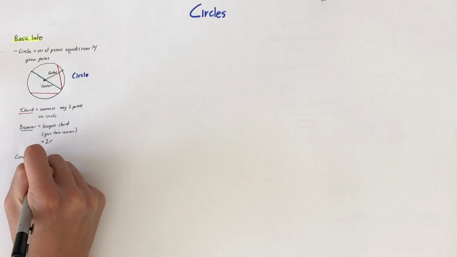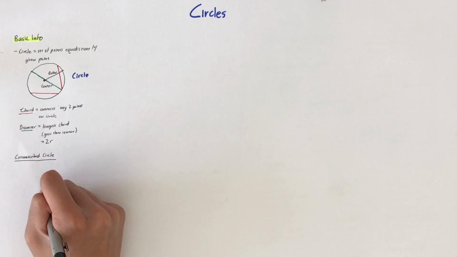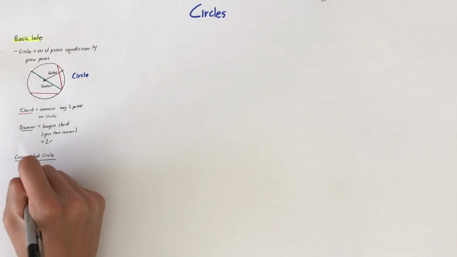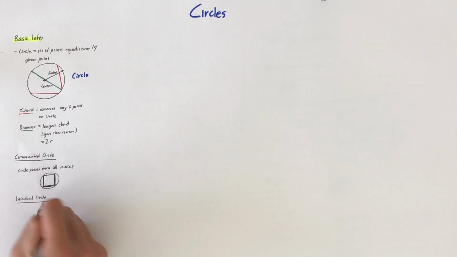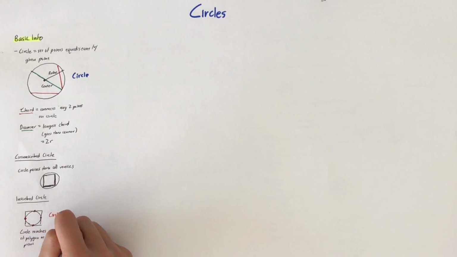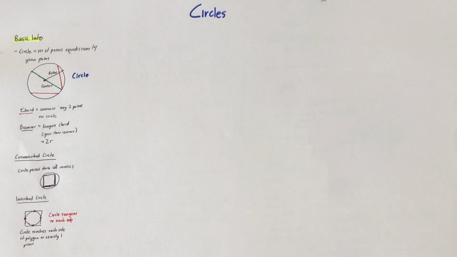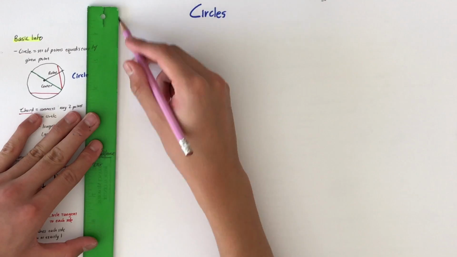A circumscribed circle means that it circumscribes a polygon, and by circumscribing a polygon, that means that it contains all of the vertices of the polygon. An inscribed polygon means that a polygon circumscribes the circle, or the circle is inscribed. That means that each side of the polygon touches the circle at exactly one point. You could also say that the circle is tangent to each side, which is a concept that we'll talk about later. Finally, the circumference of a circle is 2 pi r.